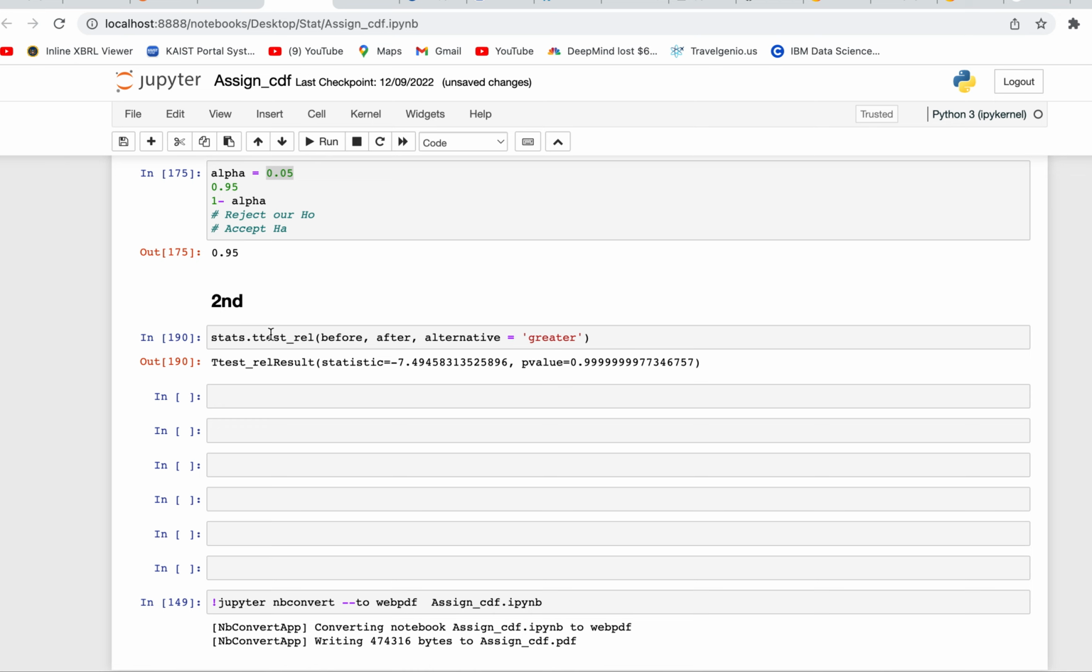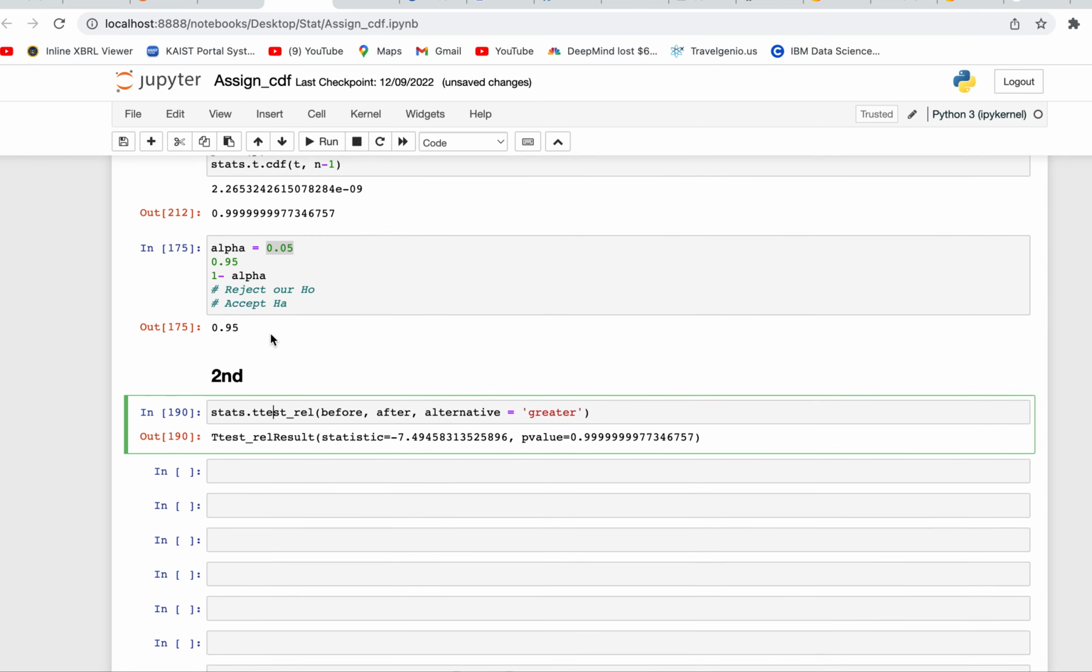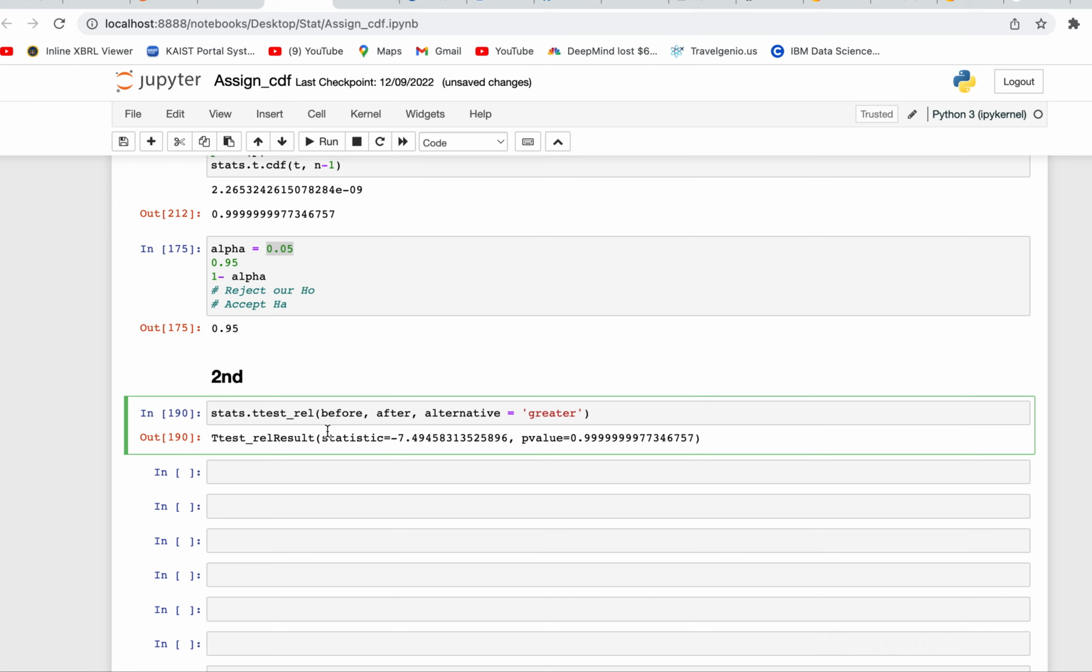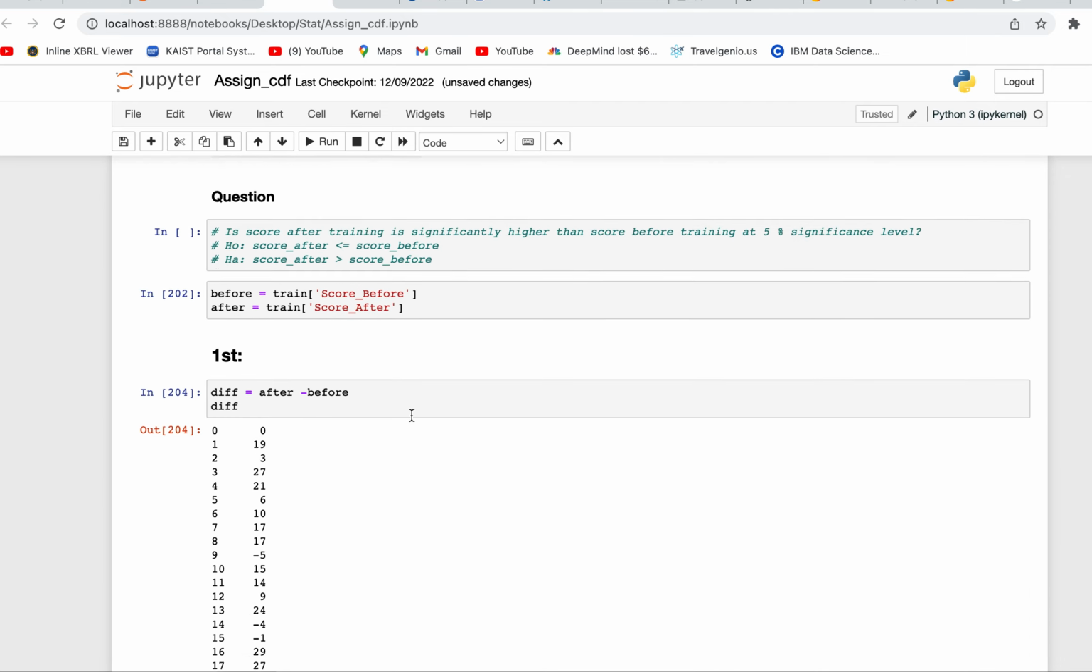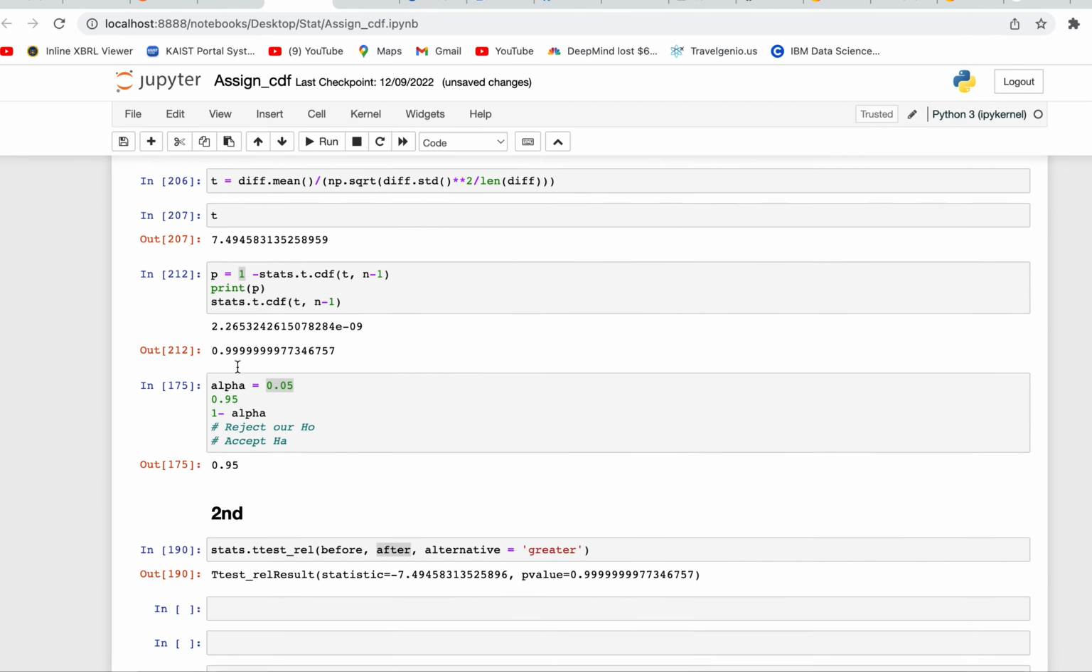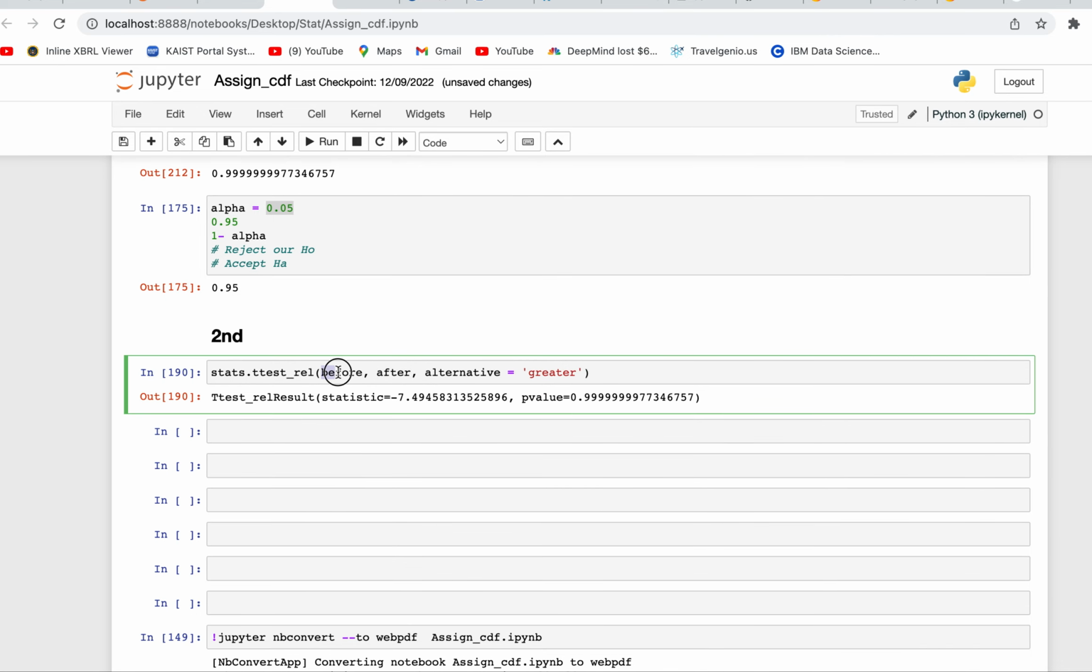The second way to do this is just one line of code: before, after, alternative greater. Here we are doing stats t-test. We are not using independent because the samples are not independent. We are using relative, which means paired t-test. I'm just giving what to compare: compare before, compare after, and find alternative greater.